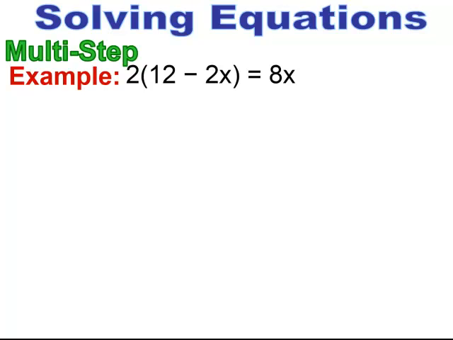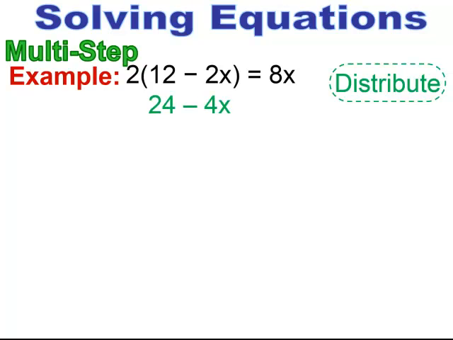So now this next example, I have distributive property, plus I have variables on both sides of the equal sign. So again, distributive property is first. You have to do the distributive property when there's parentheses in an equation. So I'm going to take that number, I'm going to multiply it to everything inside the parentheses, and I'm going to end up with 24 minus 4x equals 8. Always double check your arithmetic.